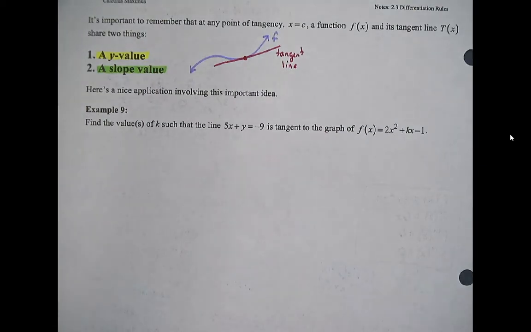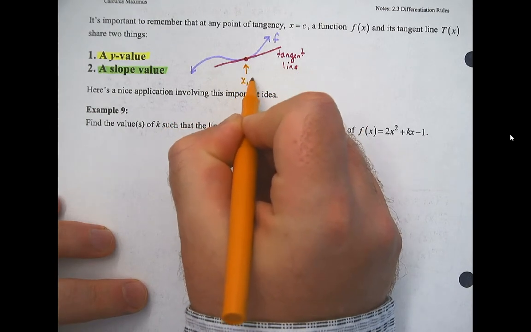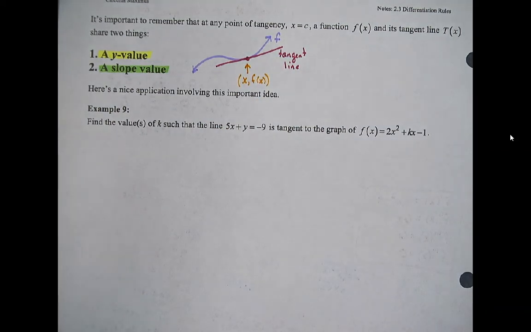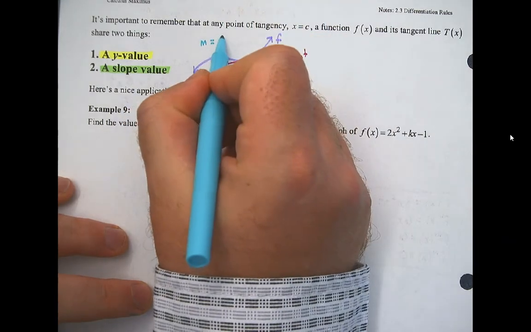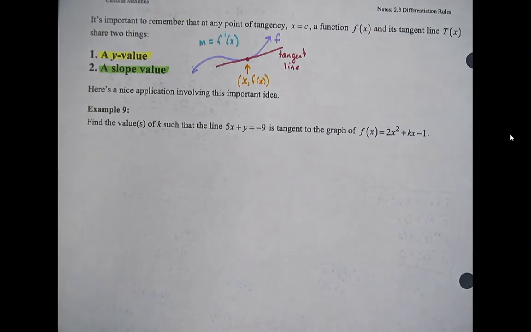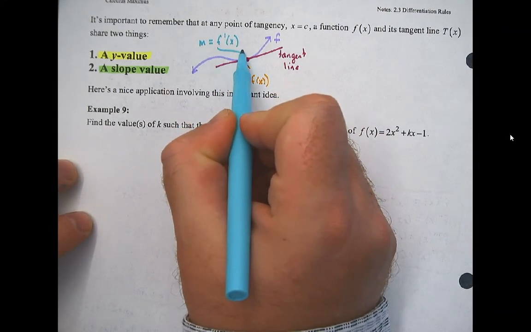The two things that I know are going to be exactly the same: I know that this point is x, f of x, for the curve and for the tangent line. They both share that point, and I know that the slope of the tangent line is equal to f prime at that x value. So those two things are shared at this place.